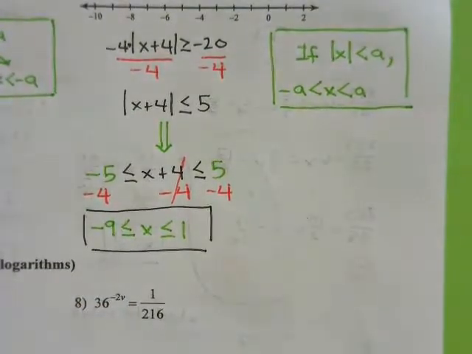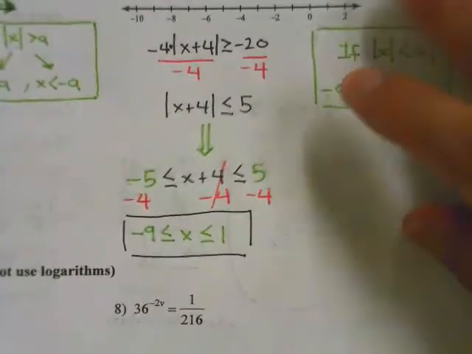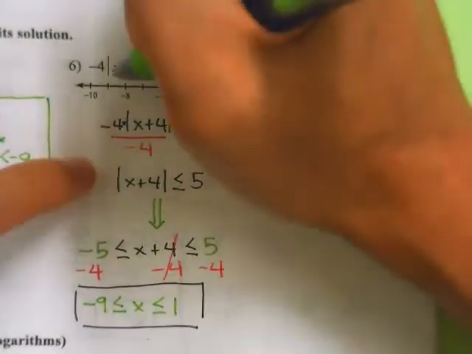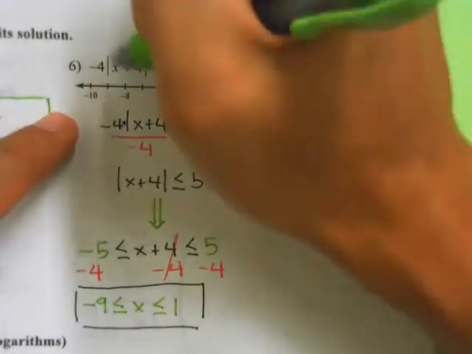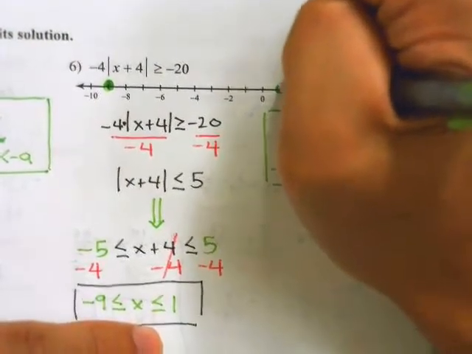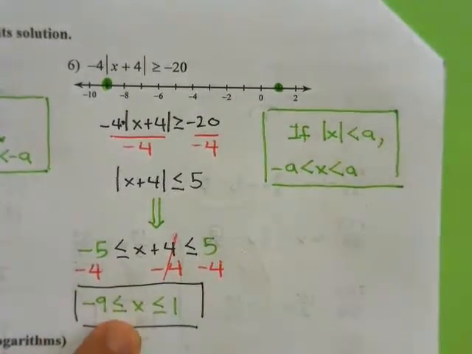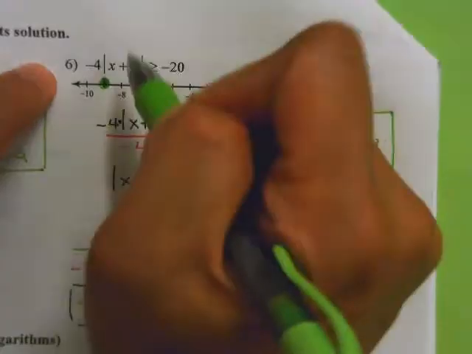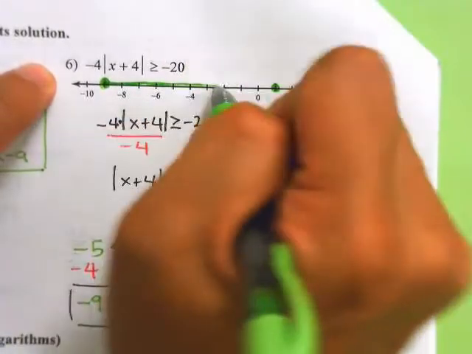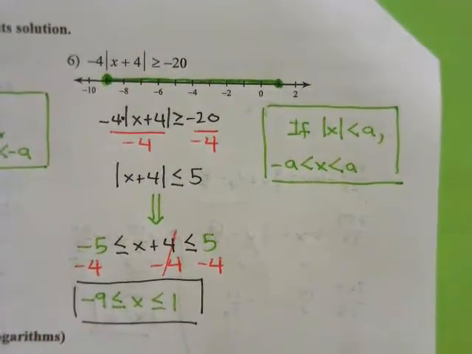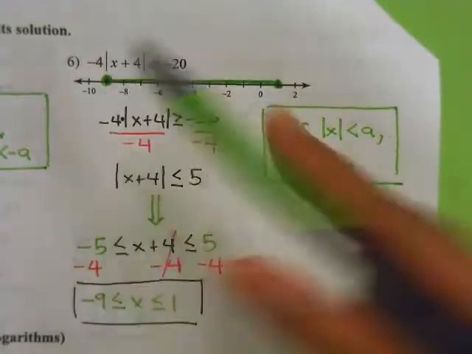So when we do the shading portion for number 6, it's going to be a little bit different. Here's how. We're going to start at the negative 9, which is over here, and it's going to be a closed dot. And then the 1 over here, and it's going to be a closed dot. But you see the x is in between the negative 9 and positive 1. So we're not going to shade outwards like with the greater thans. We're going to shade inwards like this, because we want the x values to be inclusive inside the negative 9 and 1. So all these numbers work for this particular inequality.